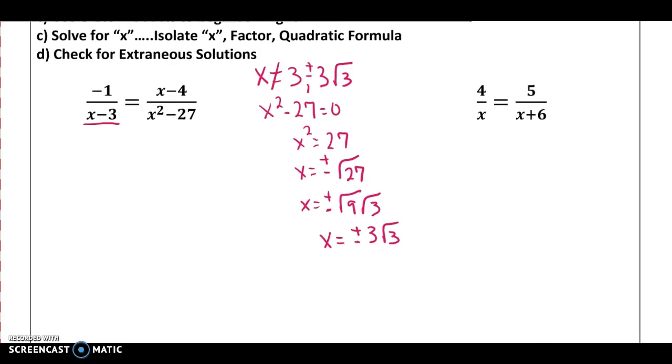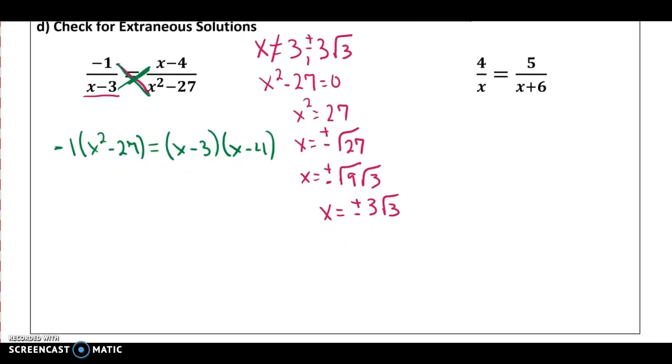So what I'm going to do now is start the actual solving. To actually solve, I will be using cross products. So I'm going to take -1 times the x squared minus 27, and then I'm going to take x minus 3. That should equal x minus 3 times x minus 4. Notice I'm wrapping it in parentheses. First I'm just going to get this cleaned up and get rid of the parentheses. I'm going to start by distributing my -1.